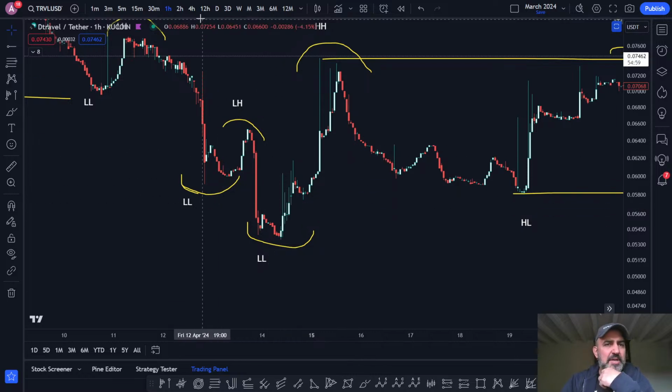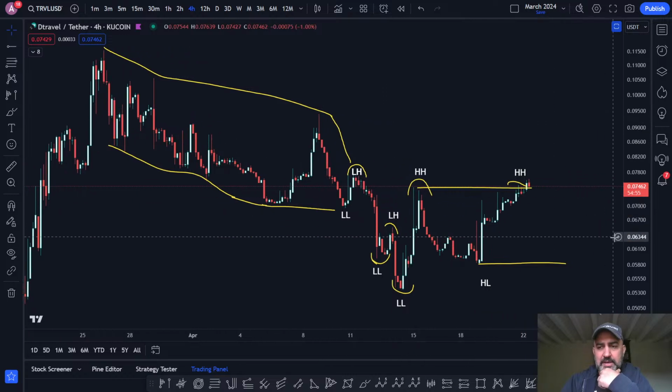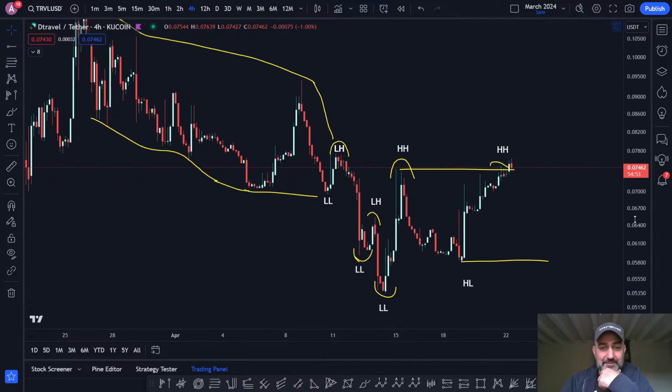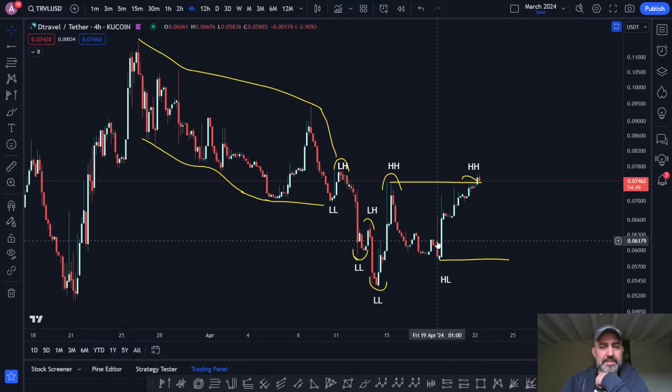This is the 1 hour time frame. I'm actually looking at the 4-hour time frame. I'm not too bothered about the 1 hour time frame. I'm actually focused on the 4 hours. So let me just go back to the 4 hour. It's the same thing, right?